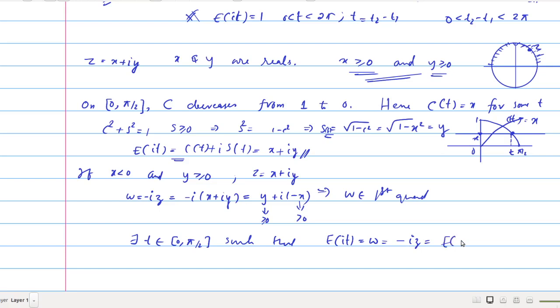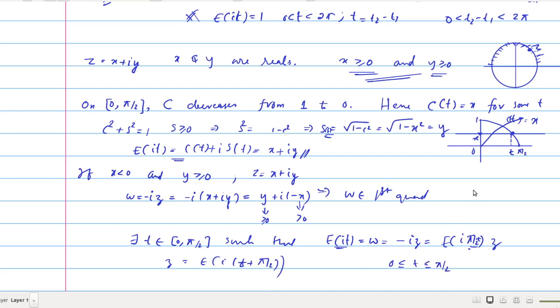Then we know that minus i can be written as e to the power i pi by 2. Okay, we know that e to the power i pi by 2 is i, that we already discussed. Now combining these two, or transposing this e to the power i pi by 2 to the left hand side, we can get z is equal to e to the power i times t plus pi by 2. We know that t lies between 0 and pi by 2.